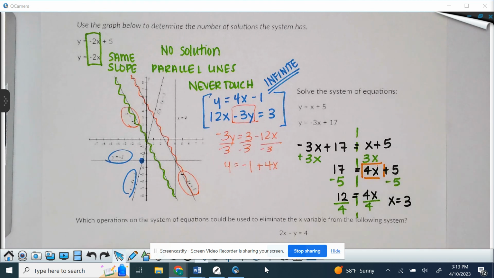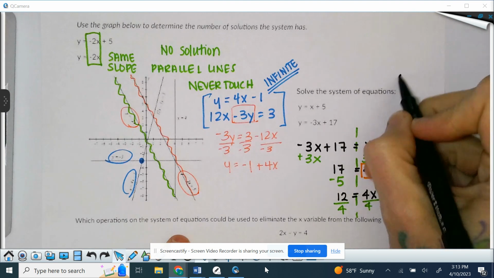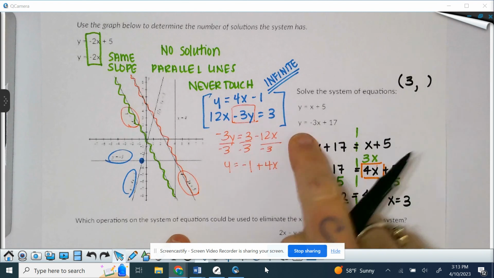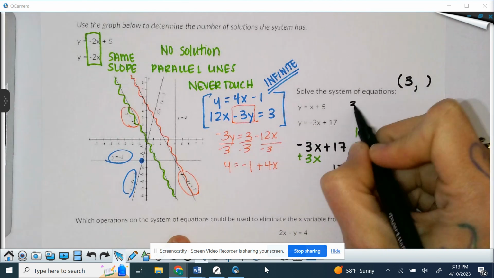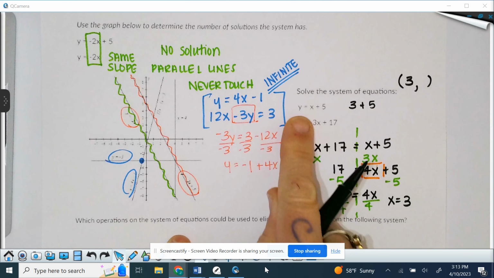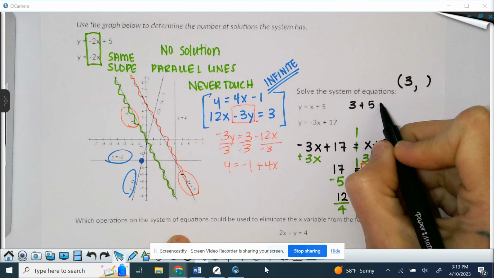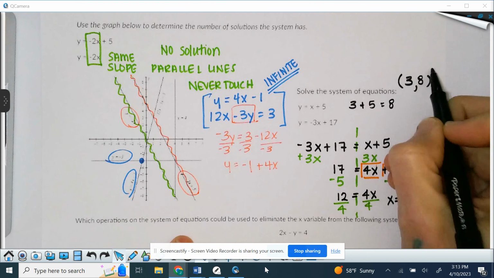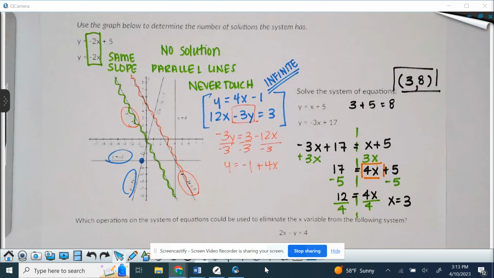But as I told you before in a previous class, x is 3 is great, but we're not done. Because remember, every solution is a coordinate. So we have the 3, but we need our y. You can plug it in either one. I'm going to plug it in the top one because that just looks easier to me. So 3 plus 5 is going to give me my y value, and that's going to give me 8. So the solution should be (3, 8).